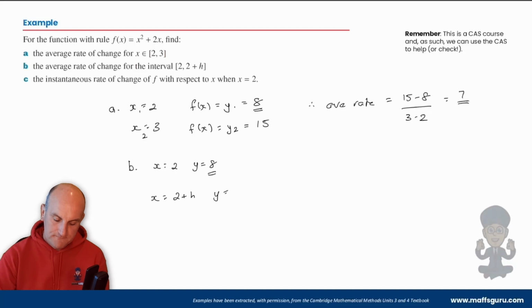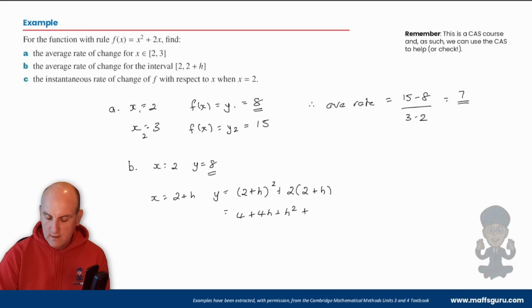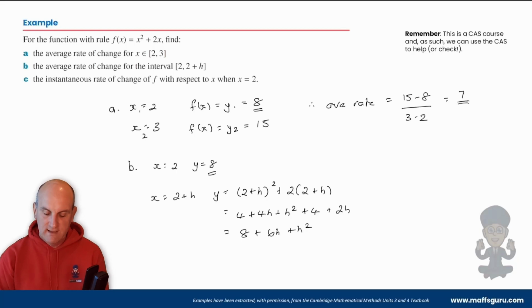Well, it's going to be 2 plus h all squared plus 2 lots of 2 plus h, which is going to give me 4 plus 4h plus h squared plus 4 plus 2h, which is going to give me 4 plus 4, which is 8, plus 4h and 2h gives me 6h plus h squared. Right, so my average rate of change there is going to be given.